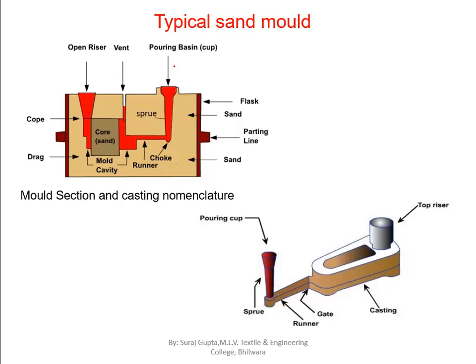Just see in this picture the positions of the different parts and components. The very important parts are there. This is the drag box, the box at the bottom. The box at the top is known as the cope box. This is the open riser, and this is the pouring basin from where the molten metal will be poured. This is the vent, which is required for the air to get out of this molding box.